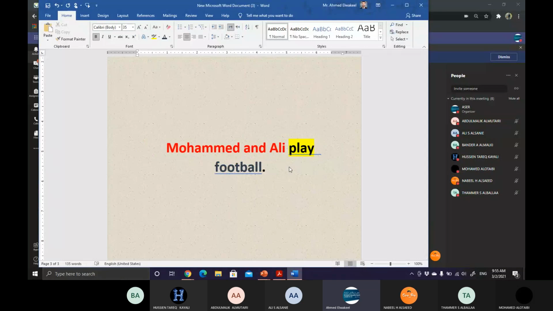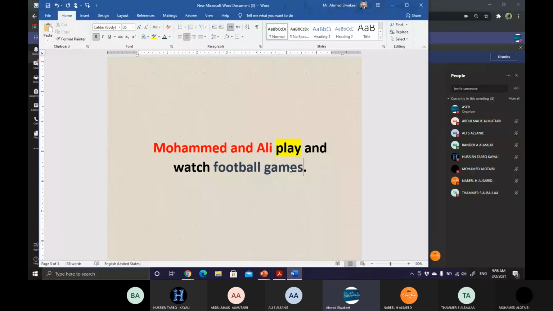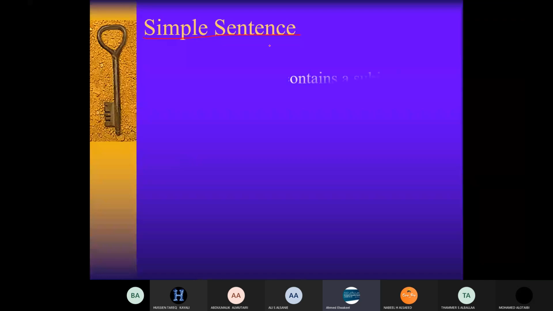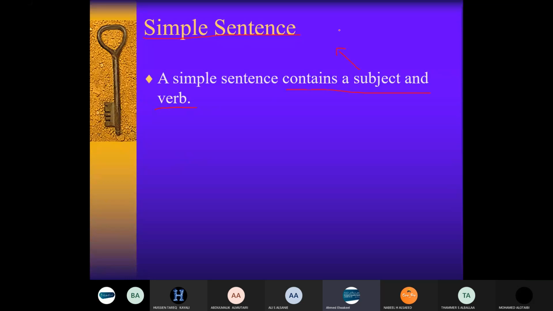And even if I said play football and watch TV, for example, or play and watch football games, in this sentence right now we have a compound subject and a compound verb. Yet the sentence is still a simple sentence. So once again, the simple sentence contains a subject and a verb, whether this subject is simple or compound, and the verb also can be simple or compound.